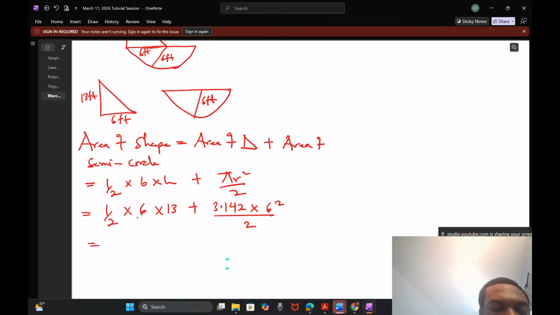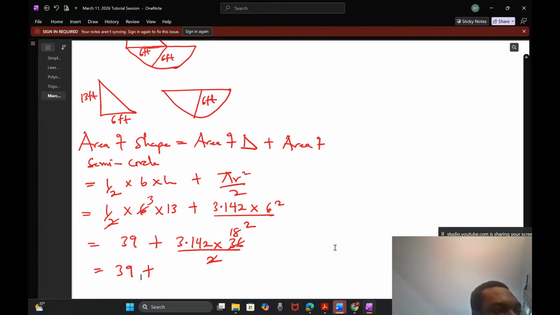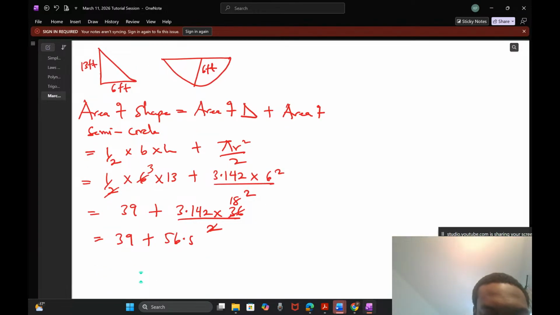So that's 6 divided by 2 is 3. So 3 times 13 is 39, plus 3.142 times 6 squared, which is 36, divided by 2. 36 divided by 2 will give us 18. So we have 39 plus, let's punch 3.142 times 18 on the calculator. 3.142 times 18 will give us 56.56. So 56.56 plus 39 will give us 95.56 feet squared. So that's the answer to that question.